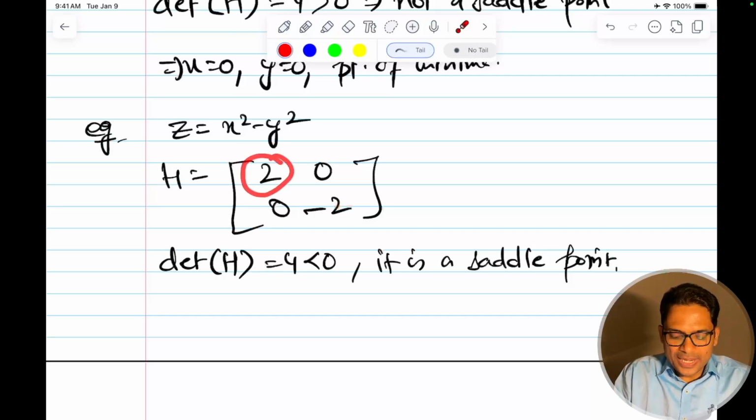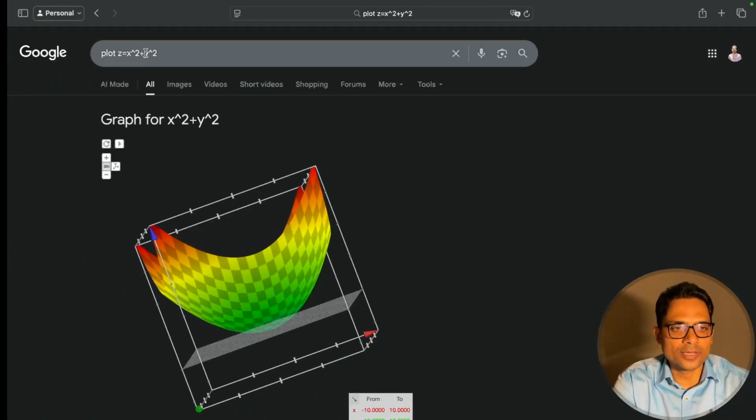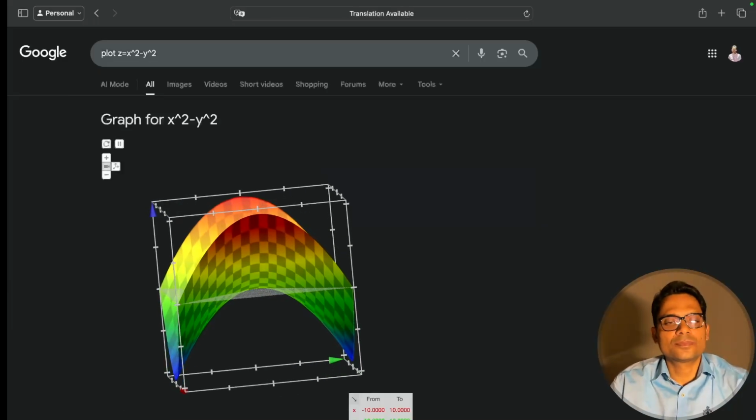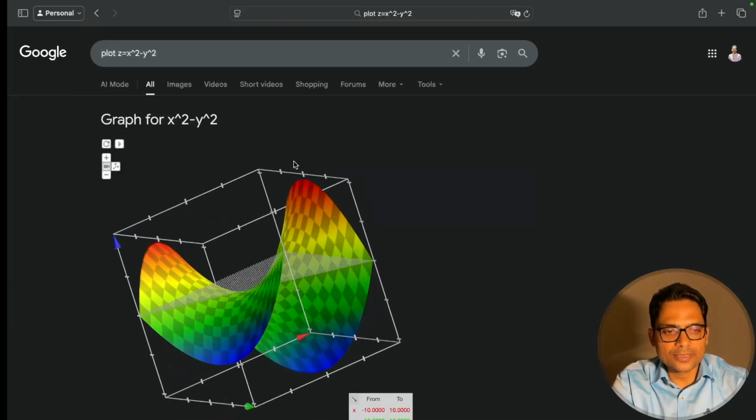It means it is a minima in one dimension, that is it is minima in x, and it's a point of maxima in y. Let's draw it and see. You will see this when I rotate it. Let's draw this and see, and then it will be very clear to you. If you draw x square minus y square here, see this clearly. This is your saddle.